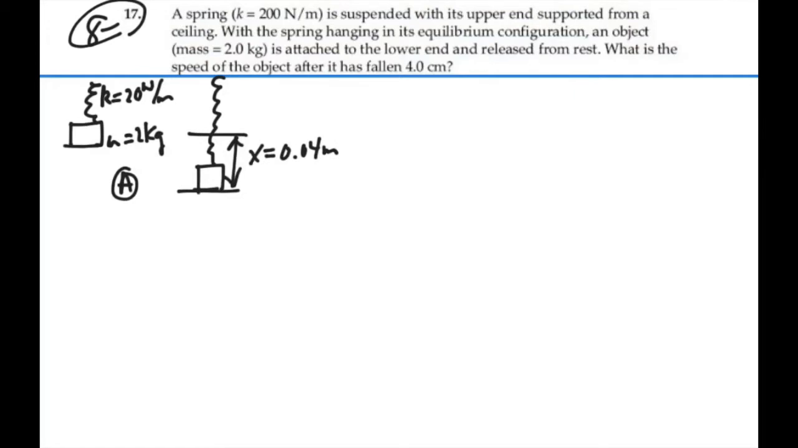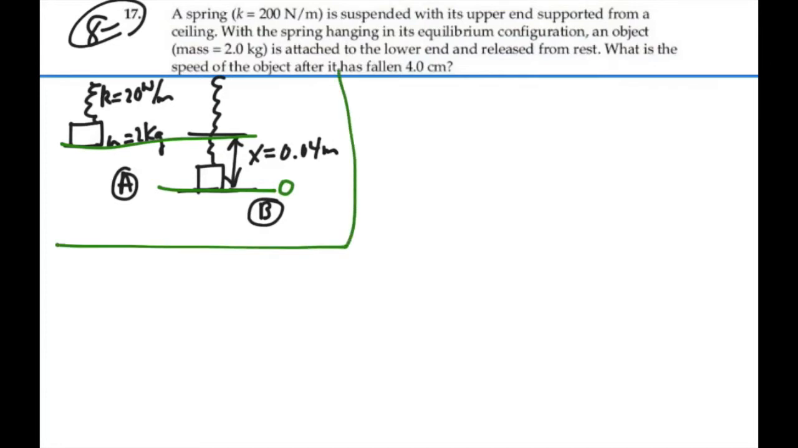So not only has the spring extended that distance, 0.04 meters, but also the mass has fallen that distance. And so we'll call this situation B. We'll say that our height at B is our zero height, so our height at A is 0.04 meters above that. Alright, so this is what we're looking at.